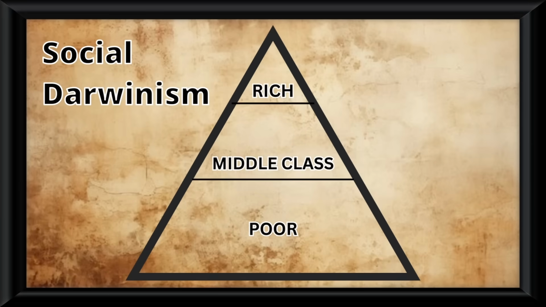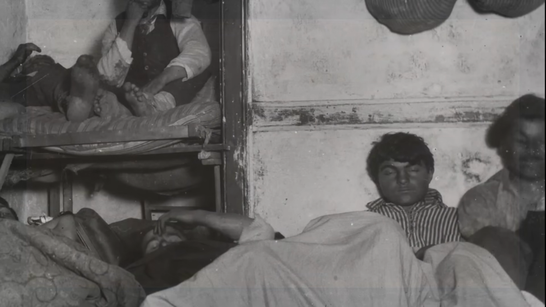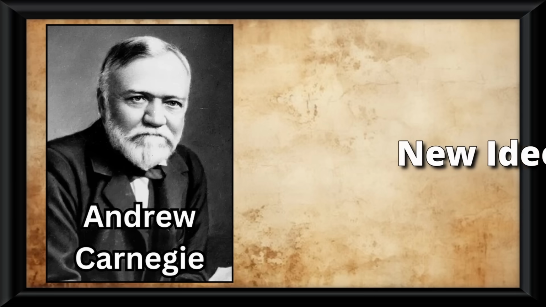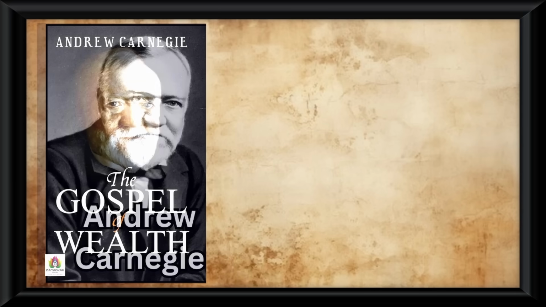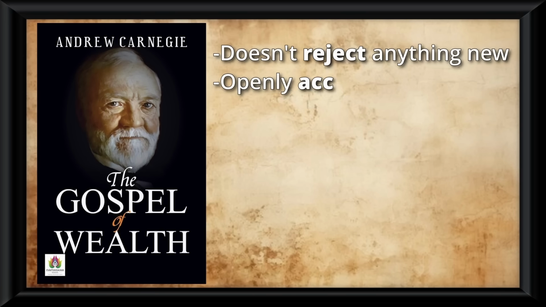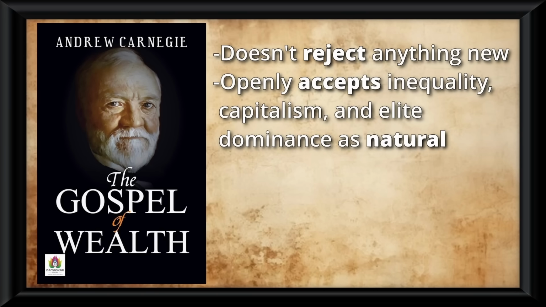Social Darwinism argued that inequality between the rich and the poor is natural, which mainly just gave poor people another reason to resent the wealthy. So specifically, one man, my boy Andrew Carnegie, saw this and decided to create a new ideology and called it his "Gospel of Wealth." This book doesn't reject anything new. In fact, it openly accepts inequality, capitalism, and elite dominance as natural. What it does differently is add a moral responsibility.